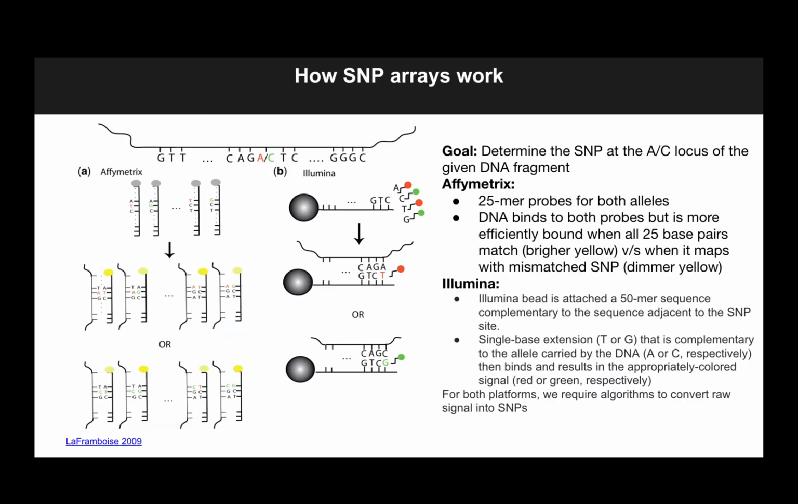Okay, so these technologies broadly use either of these two companies, Affymetrix or Illumina. So for Affymetrix arrays, the goal is to capture which SNP you have, right?